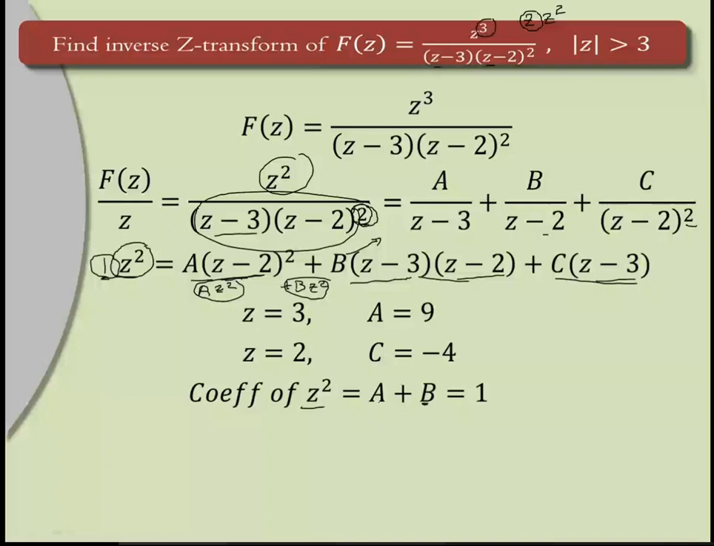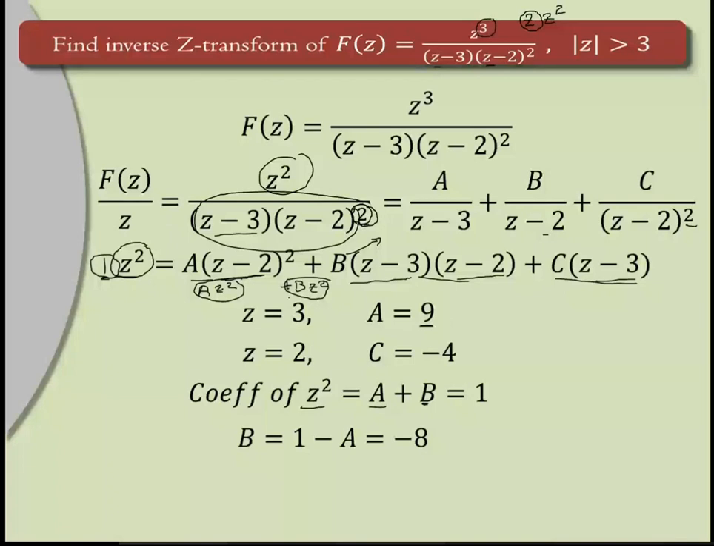Now we know what a is. So put that value of a over here, 9. So b will be 1 minus 9, that will be minus 8. So we got the values of a, b, and c. A is 9, b is minus 8, and c is minus 4.